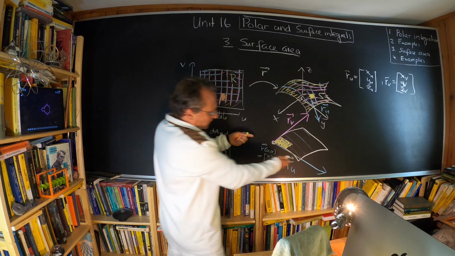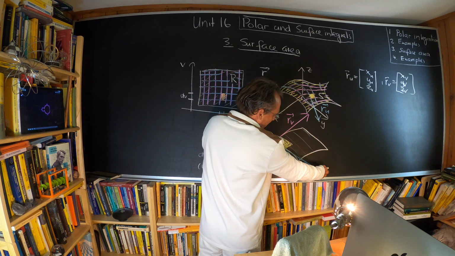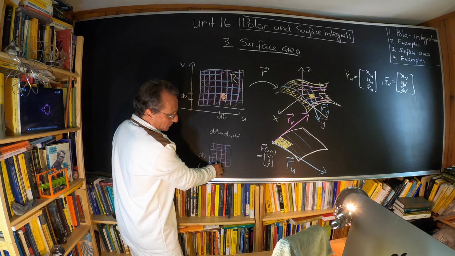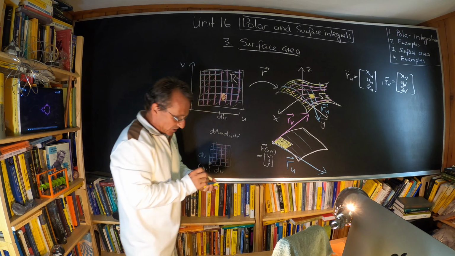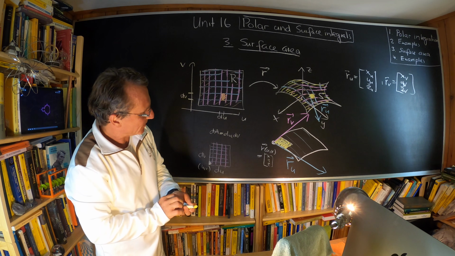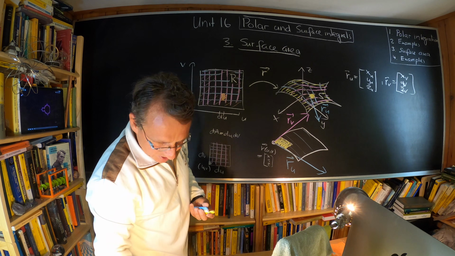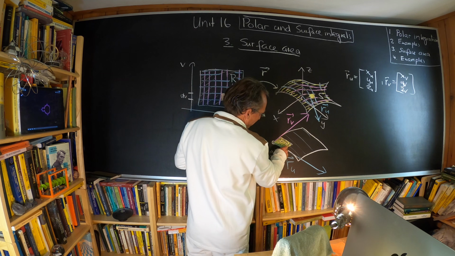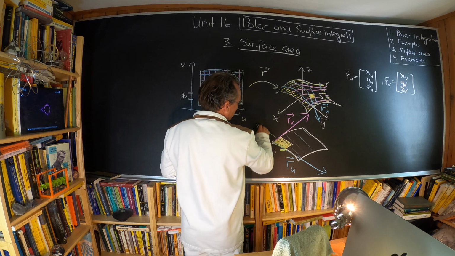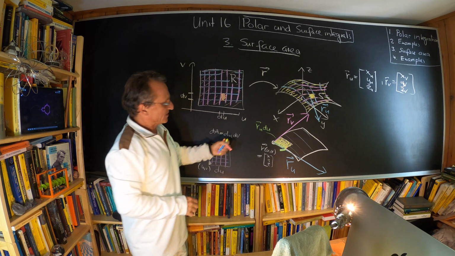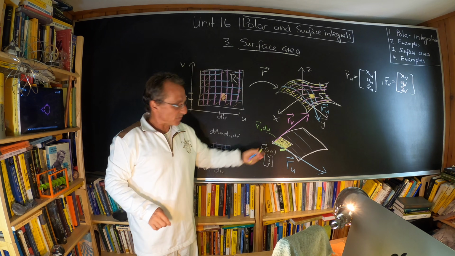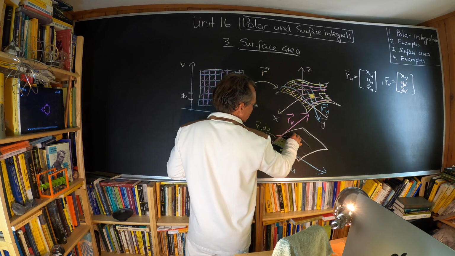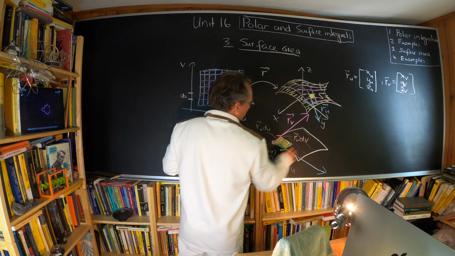But what we have here, if we take r_u, that's the velocity, times du, right? This du is kind of like a little time we are traveling. Then this vector here is r_u du. So it's the velocity times time, that's the displacement. And this vector here is just r_v dv.